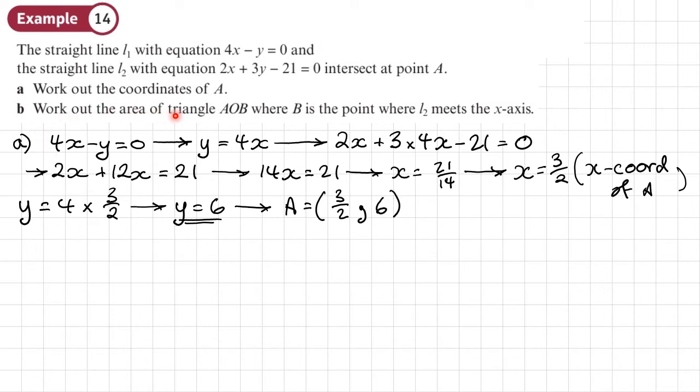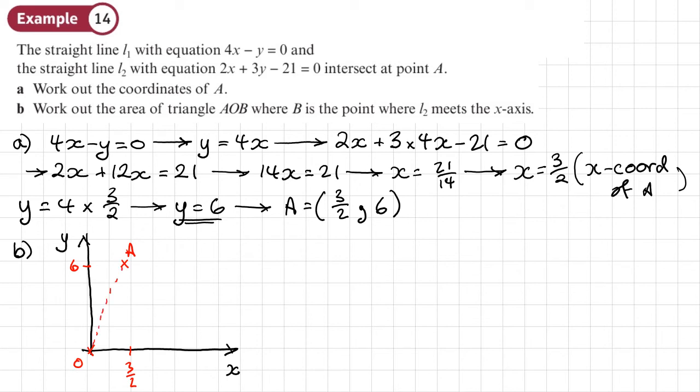Moving on to part B, work out the area of the triangle AOB, where B is the point where L2 meets the x-axis. Now this is where a sketch might be useful. Okay, so here's our axis here, like this. We've got these two lines, L1 and L2. We've worked out that they intersect at this point 3 over 2, 6. So maybe let's put 3 over 2, 6, like this. That's the point A. Another point of the triangle is the origin, O there. Okay, so let's just fill that in like that.